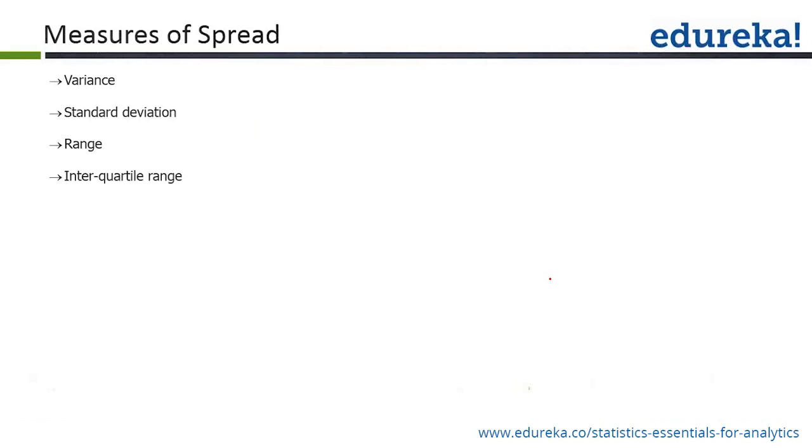So what we have learned now is something related to measures of center. Now let us learn the measures of spread. When we are talking about measures of spread, we are trying to capture how diverse the data is, what the variation is, and how much divergence there is in the data.